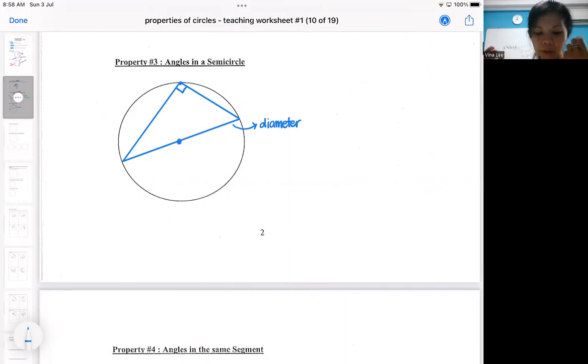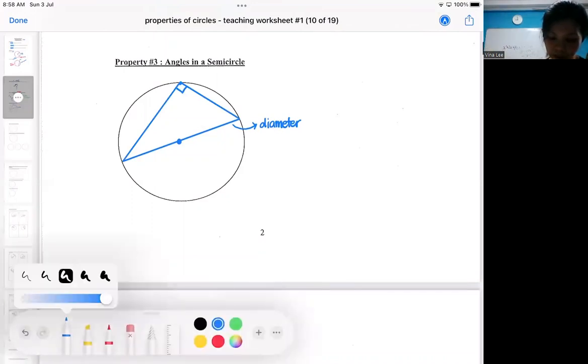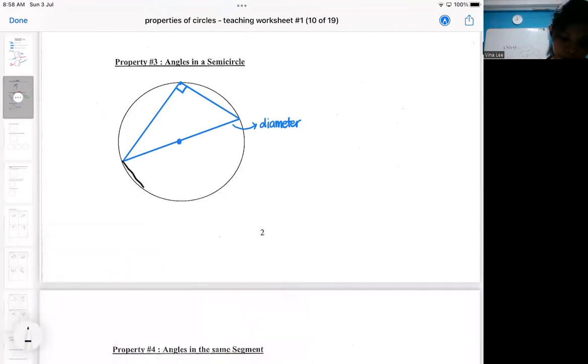Later on you will see some questions where they will explore this property in an explanation way rather than in a calculation way. It can also be on the other side of the diameter. It can be very slanted, it doesn't matter, as long as the 90 degrees is directly opposite the diameter, and it has to be sitting on the circumference.